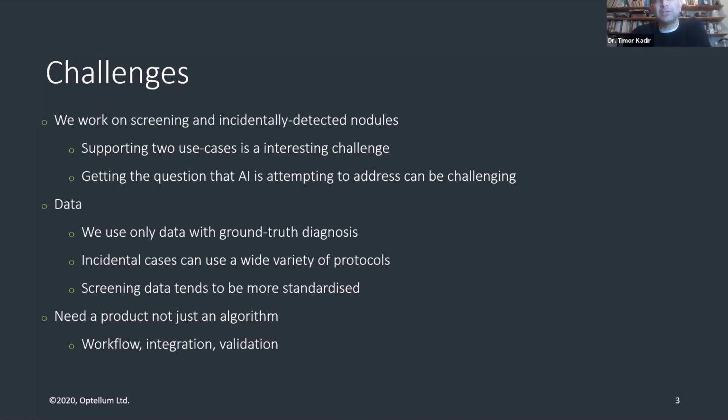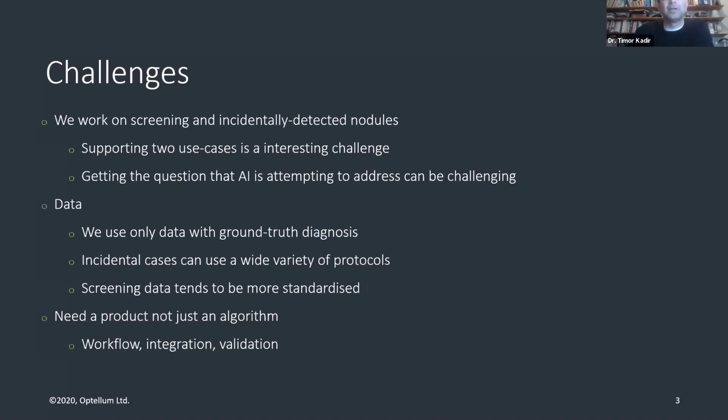The last thing I've got on my slide, although I've got many more points I could make, is really the point that was made earlier on, that what's needed is a product, not an algorithm. And this is not just for the user. This is also for us, because in the end, to make the company work, we have to sell a product that someone will actually buy. And so for that, we need workflow, we need integration, we need a validated algorithm and a validated product, and it has to go through the FDA and it has to be cleared and all the rest of it.